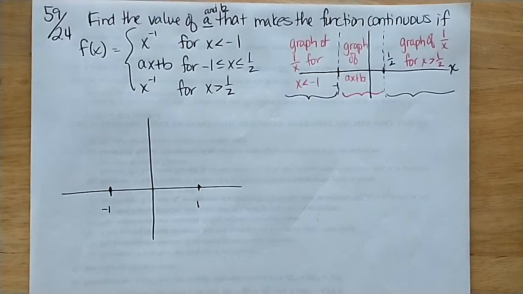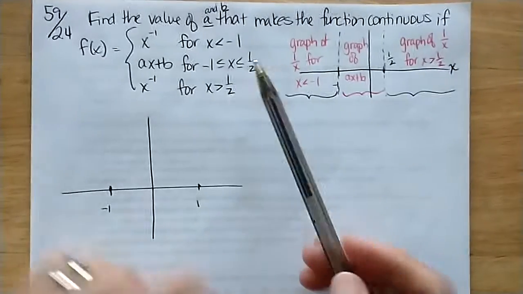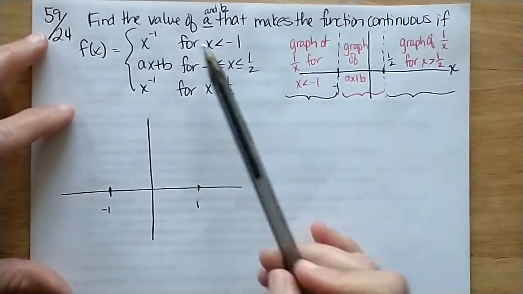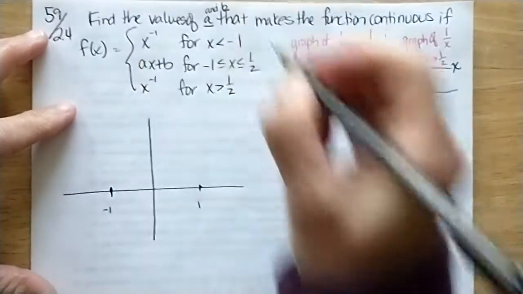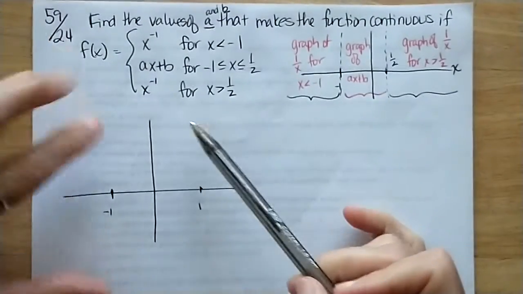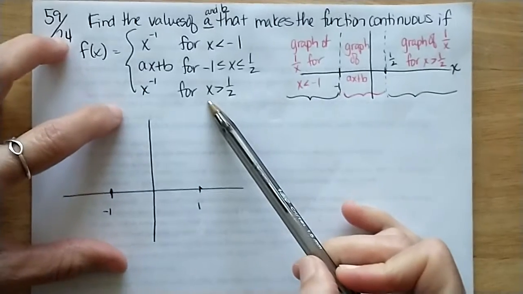Let's look at number 59 in section 2.4. I've already written the problem to save us a little bit of time. We're trying to find the values of a and b that make the function f continuous if f is defined as this piecewise defined function.